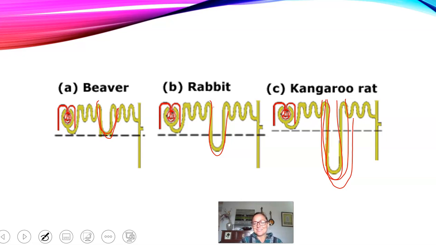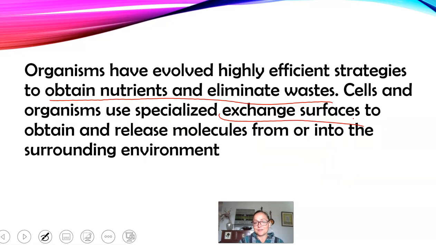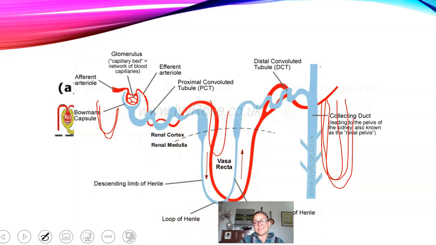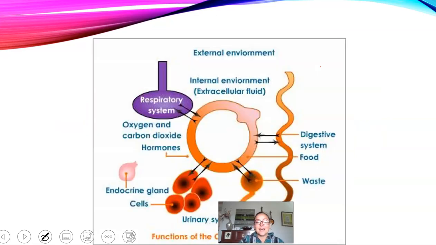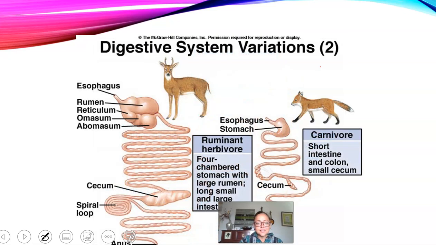This is just an example showing, because if we go back to our standard, it says have evolved highly efficient strategies to obtain nutrients and eliminate wastes. My little discussion on the loop of Henle is just about eliminating wastes and how it has evolved differently in different species. But when we talk about obtaining nutrients and eliminating waste, this can also mean our digestive systems or our respiratory system. When we talk about our digestive systems, you can compare herbivores to carnivores.